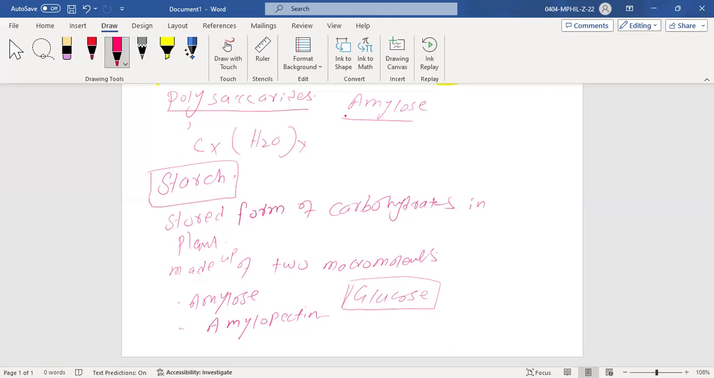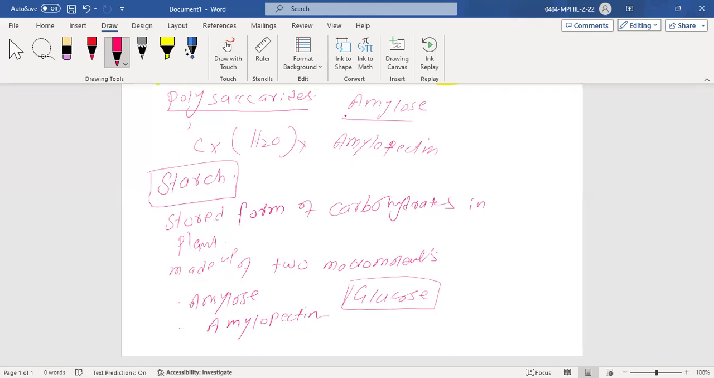Remember, you will have this difference. It consists of a long chain of alpha glucose in helical form, right? And it is not straight. All these alpha glucose have 1,4 glycosidic bond. Fine. So we can differentiate it from amylopectin. How can we differentiate it? It is also a monomer of alpha glucose, but it is a branch chain, right?